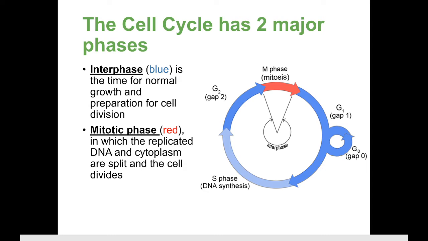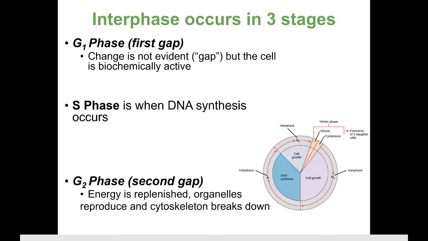You do notice the gap 0 phase. We'll talk about that later on when we talk about what regulates cell division. But for now, you can just ignore that G0 phase and just focus on G1, S phase, and G2. So interphase. G1 phase, or the first gap phase.